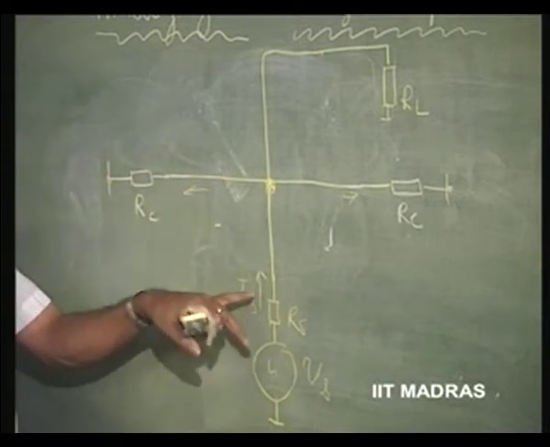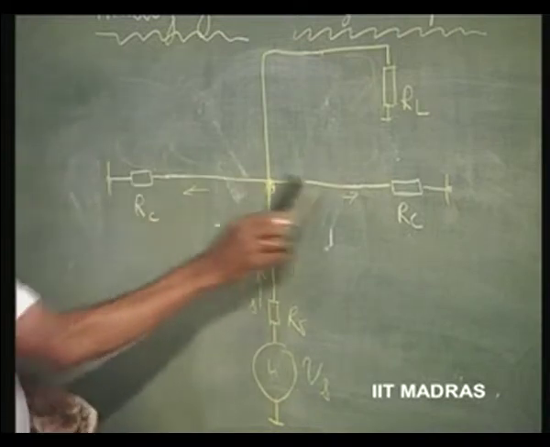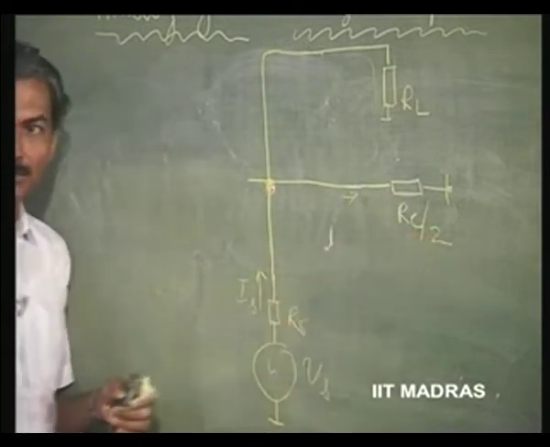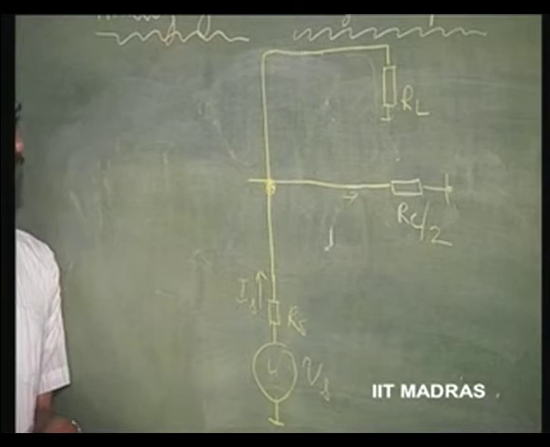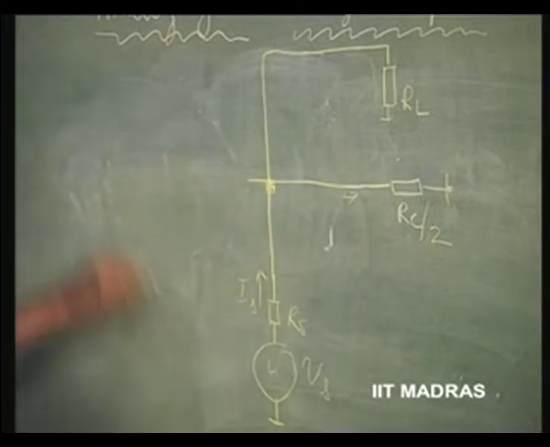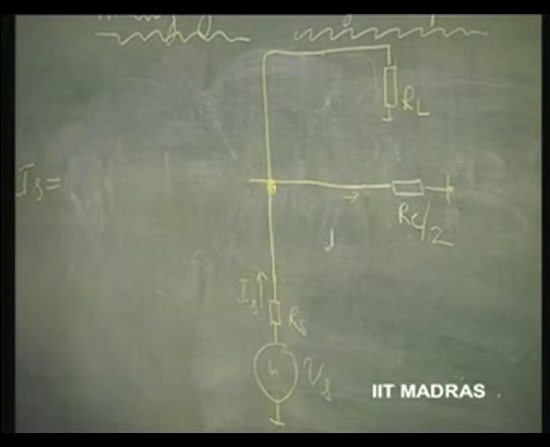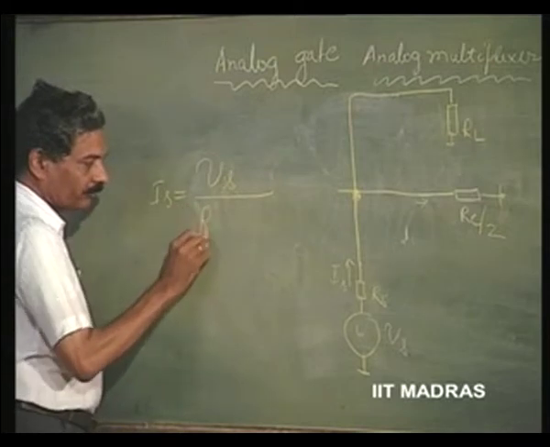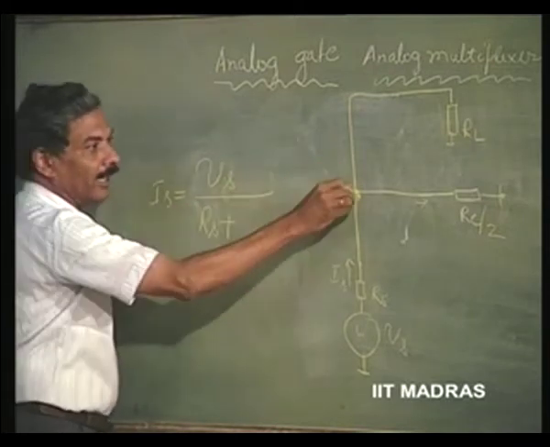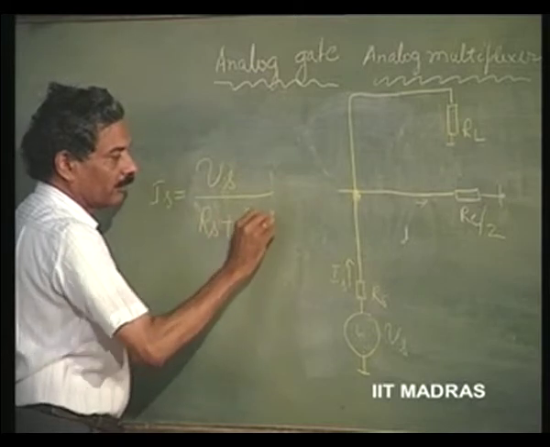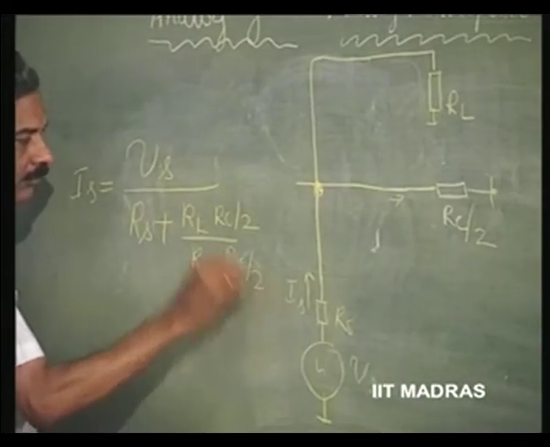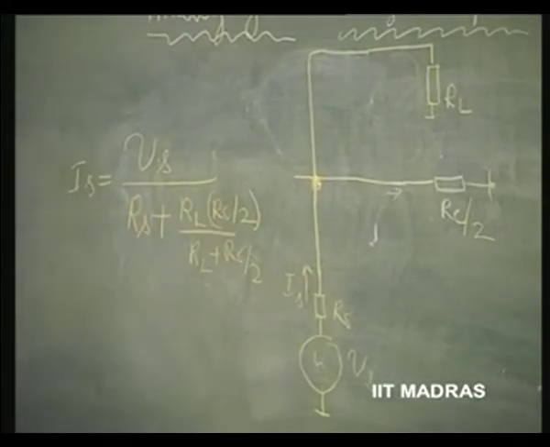You have Vs with Rs coming into picture and Rc in parallel with Rc. So, effectively you have Rc by 2 loading this signal along with RL. So, signal current Is is equal to Vs divided by Rs plus RL parallel Rc by 2. That is the signal current that is flowing here.